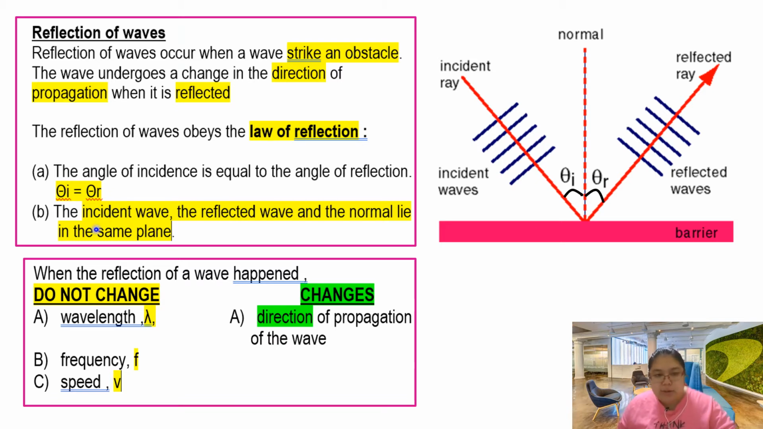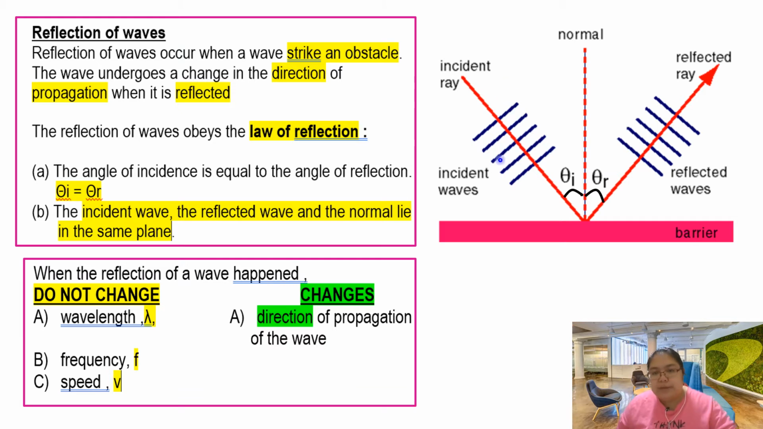Okay, second law: the incident wave, the reflected wave, and the normal line must lie in the same plane. So we have three lines here: the incident ray, the normal, and also the reflected ray. These three lines must lie in the same plane. So this one is the second law. You must obey these two laws, then we say you obey the law of reflection.